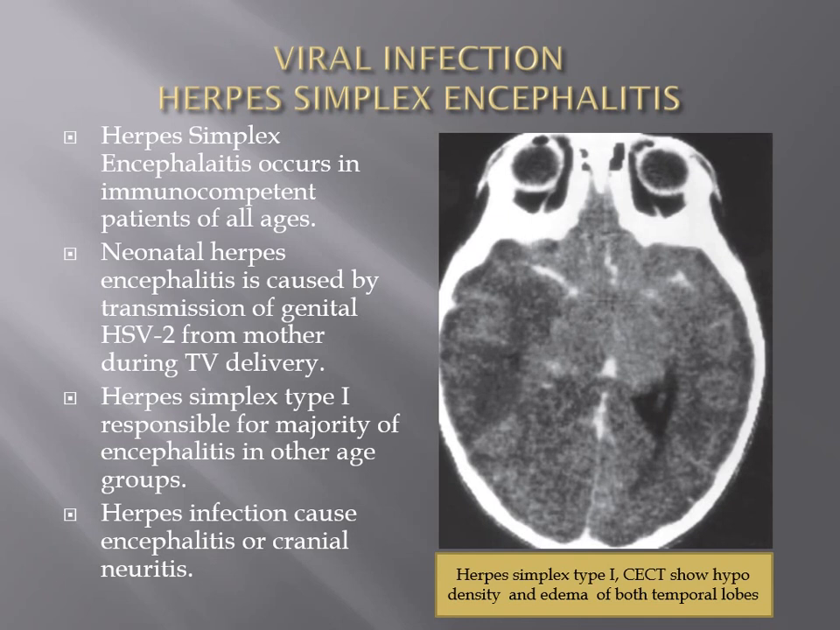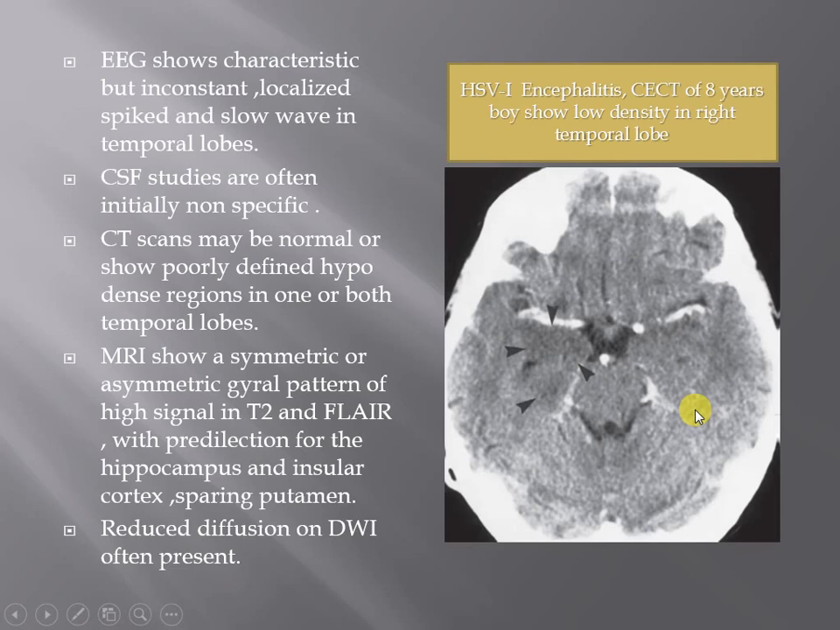Herpes simplex type 1, contrast CT shows hypodensity and edema of both temporal lobes. CSF studies are often initially non-specific. CT scan may be normal or show a poorly defined hypodense region in one or both temporal lobes. MRI shows a symmetric or asymmetric gyral pattern of high signal in T2 and FLAIR with predilection for the hippocampus and insular cortex. Reduced diffusion is often present.